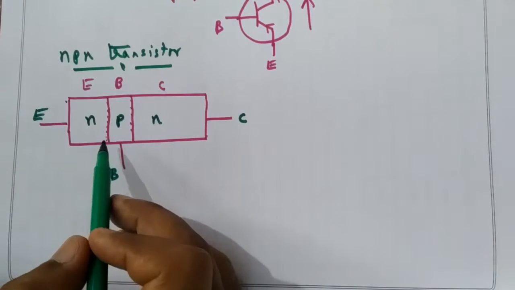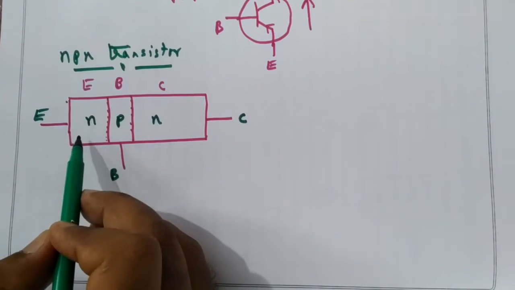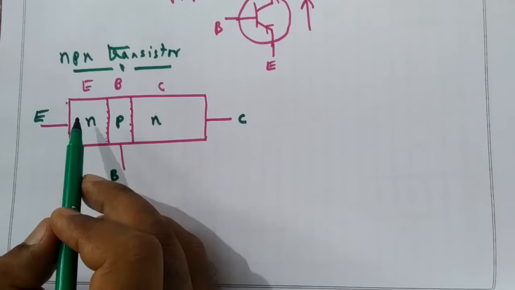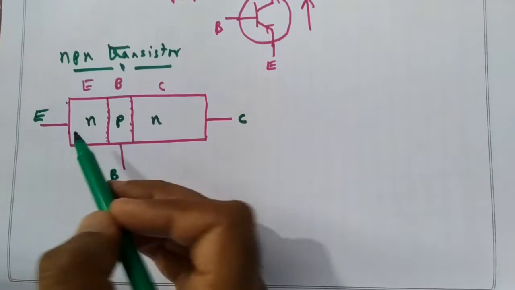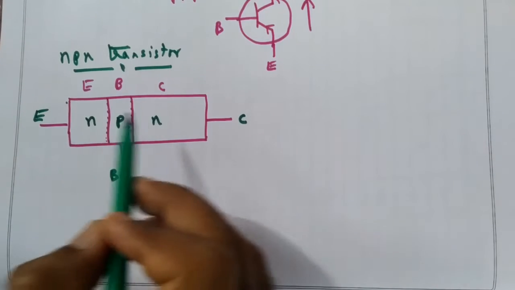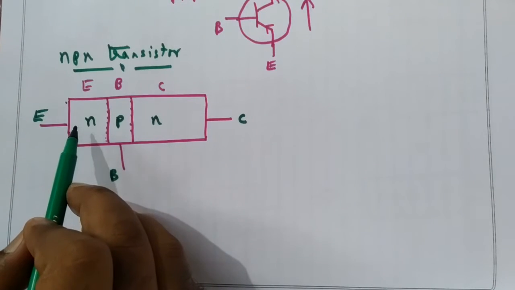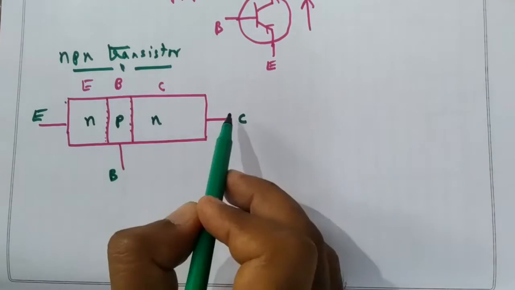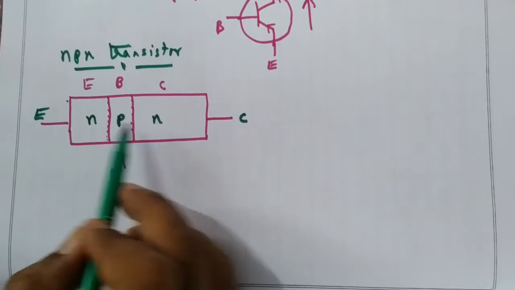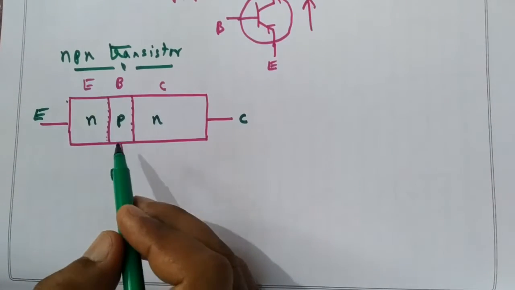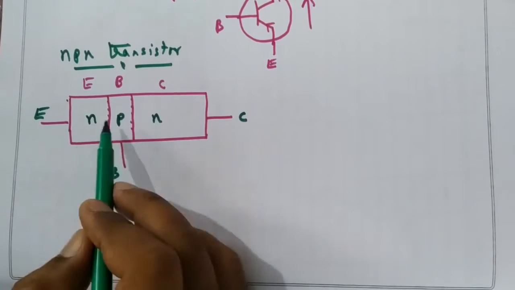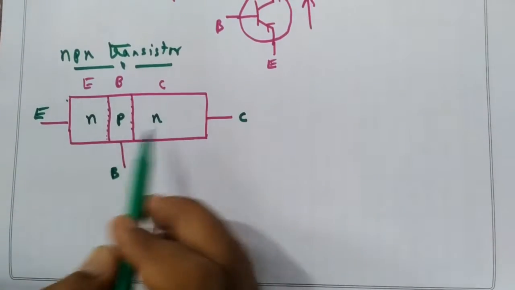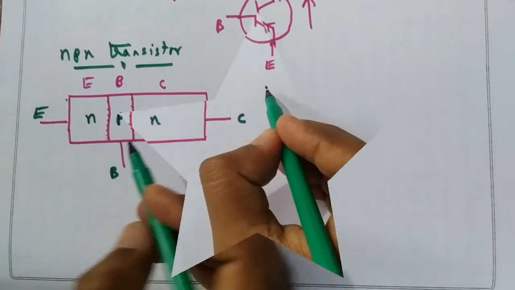Now in NPN transistor, which are the charge carriers here? This is the N region, so the charge carriers are electrons. So electrons are the majority charge carriers, and those are emitted, and those emitted electrons will be collected by the collector, and the amount of charge carriers are controlled by the base. The three regions are not of the same size. Even the doping concentration is also not the same.